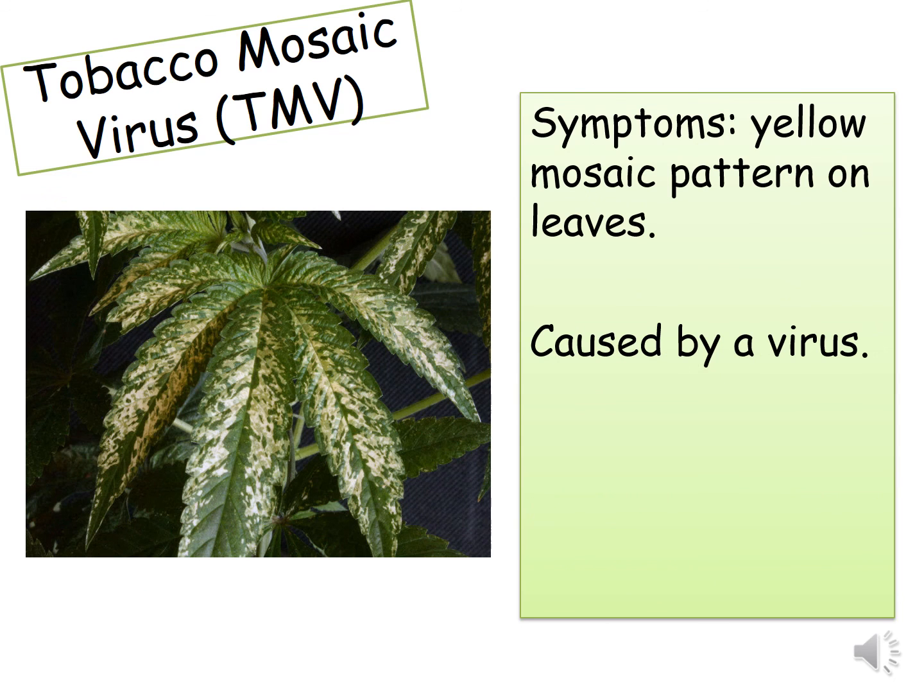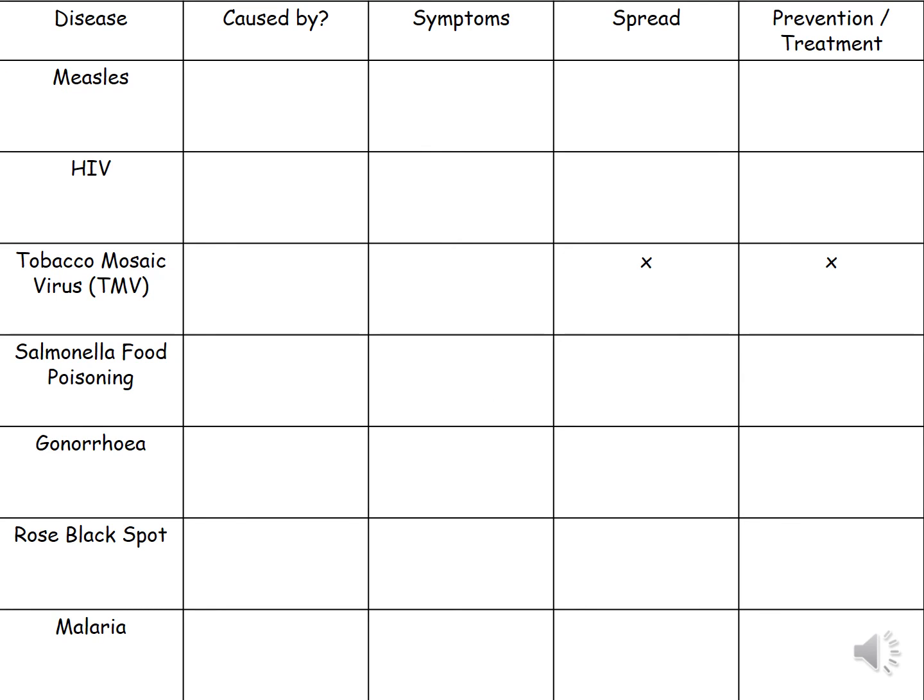Tobacco mosaic virus, otherwise known as TMV, is a disease that affects plants. Its symptoms include a yellow mosaic pattern on leaves. It's caused by a virus. You don't need to know its treatment or how it spreads. After you have memorized your mind maps, time how long it takes for you to copy and complete this table.